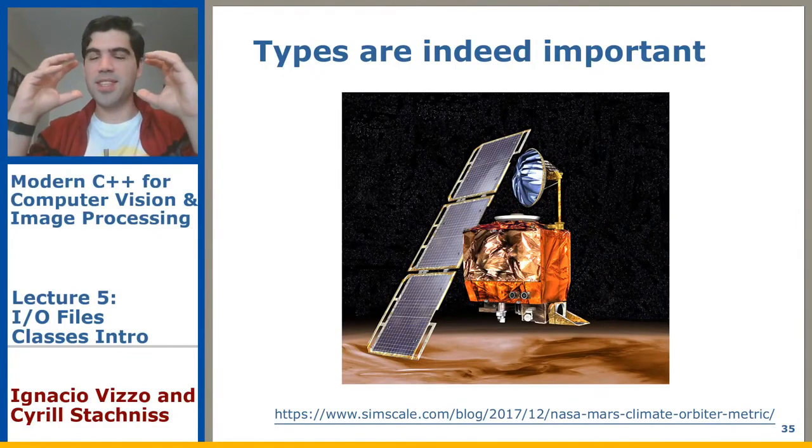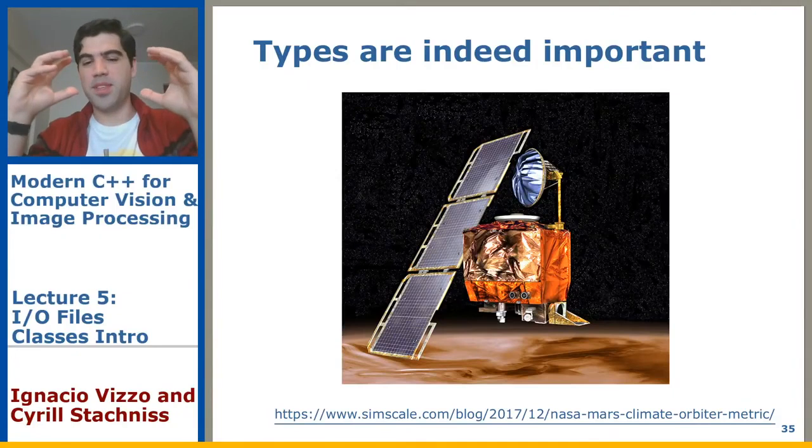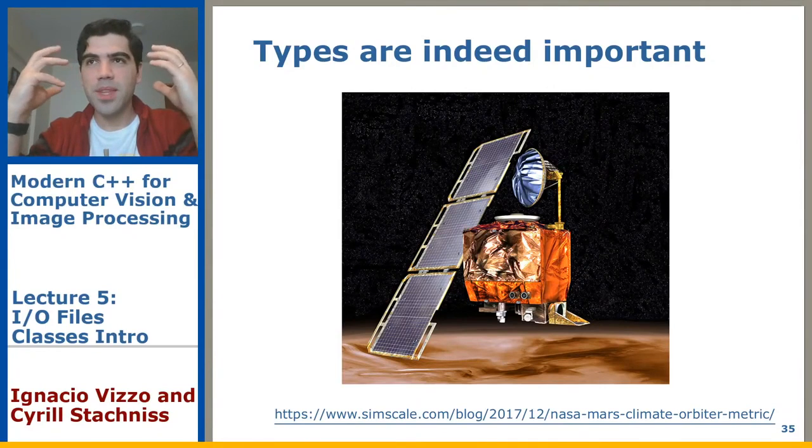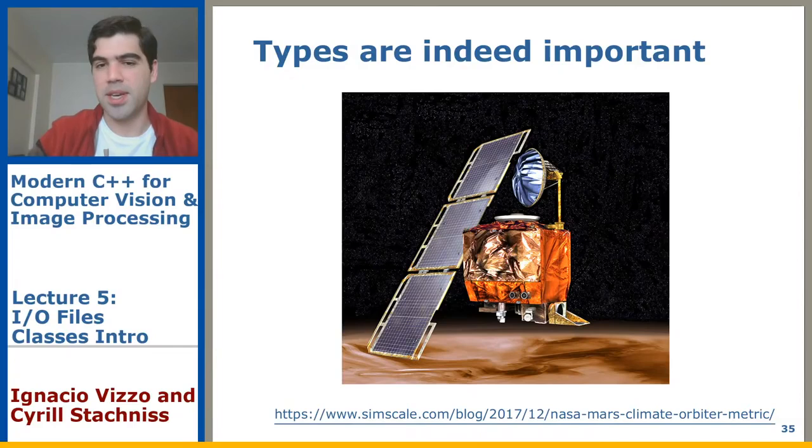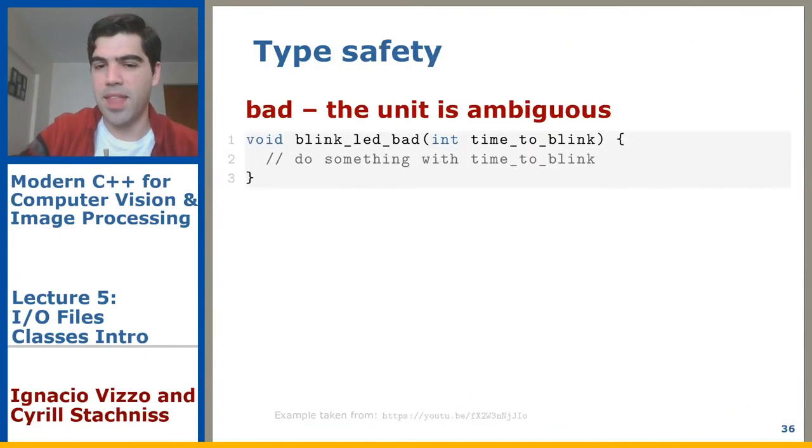So why did this happen? Because there were no types in there. So it was basically a double. A double can have any unit, right? So there was no meaning in the types, and that's why we lost this poor guy. So types are indeed important, and this is the motivation behind the type safety system of C++.